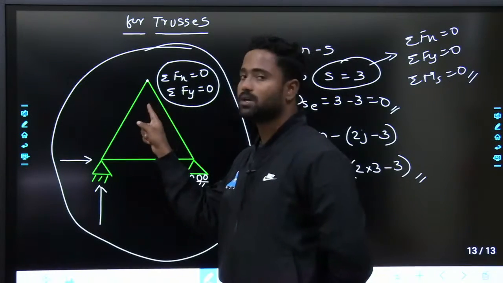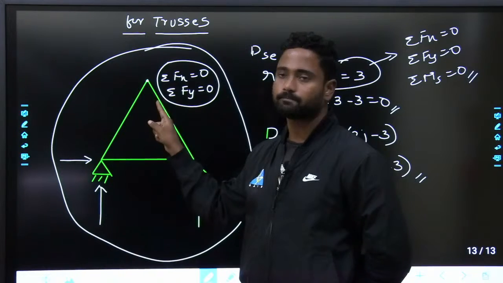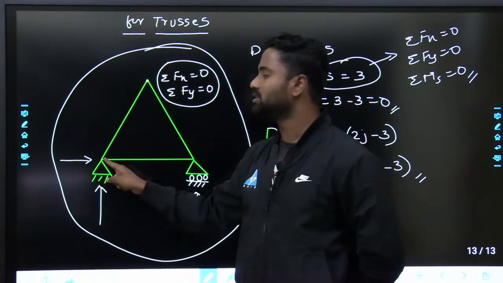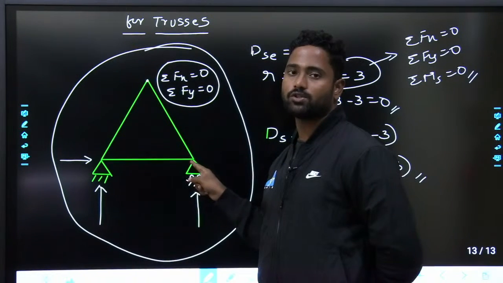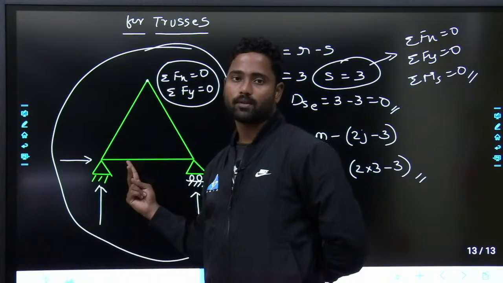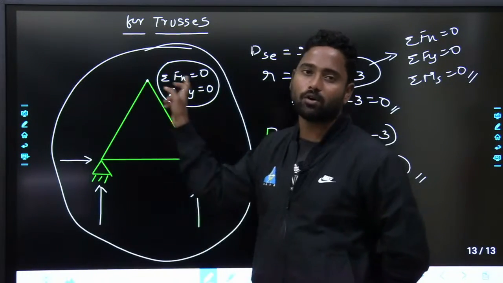This is a truss. This is not a frame. You can't take bending moments. Fine. So at this joint sigma fx 0, sigma fy 0. At this joint sigma fx 0, sigma fy 0. At this joint, if I take sigma fx is equal to 0, sigma fy equal to 0, I can find out two forces. Fine. So there should be 6 members, but there are not 6 members.